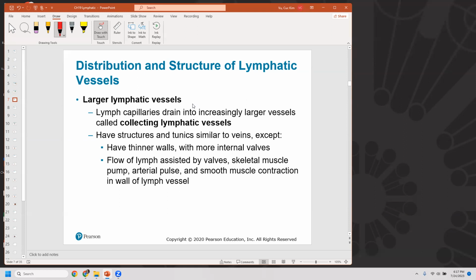Lymphatic vessels are larger than the capillaries. They actually are very similar to the blood arteries and veins in that they have how many layers? So you learned this just last week. How many layers do the blood arteries and veins have? 3. Yeah. Can you name them?